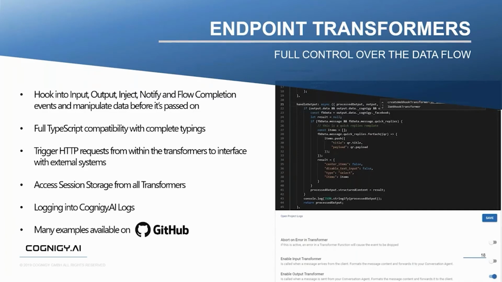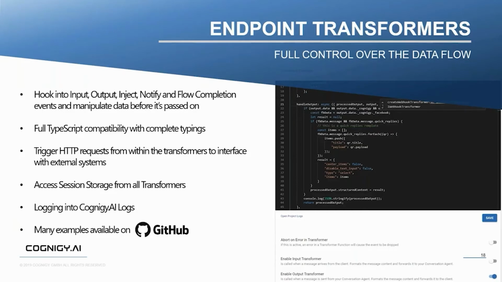Just like the code nodes, it has full TypeScript compatibility with typings. You can make HTTP requests from within the transformers, which is something you can't do in code nodes, to interface with external systems, and all that in a secure manner. There's session storage, so a cache that you can access from all transformers, and you can log into the Cognigy AI logs for debugging. And we have made many examples already available on GitHub, so you can check out the transformers there.